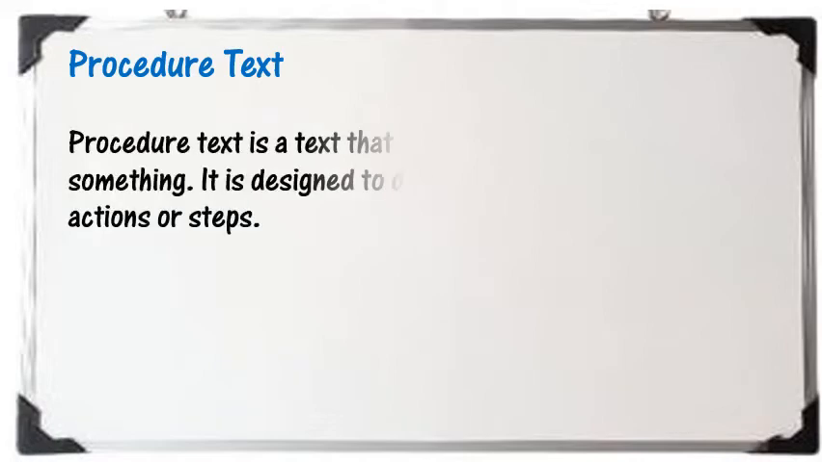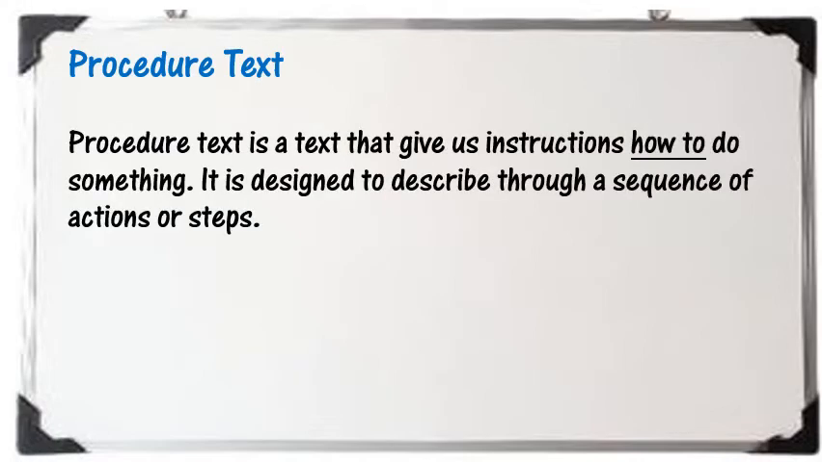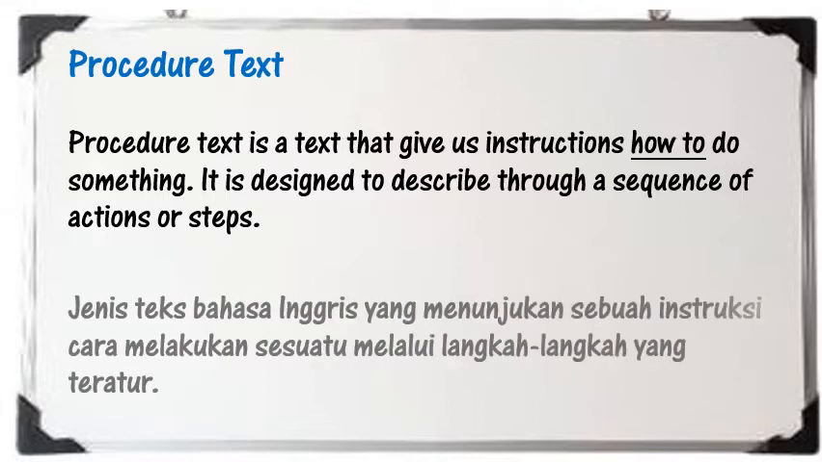What is procedure text? Procedure text is a text that gives us instructions how to do something. It is designed to describe through a sequence of actions or steps. Yaitu jenis teks bahasa Inggris yang menunjukkan sebuah instruksi cara melakukan sesuatu melalui langkah-langkah yang teratur.